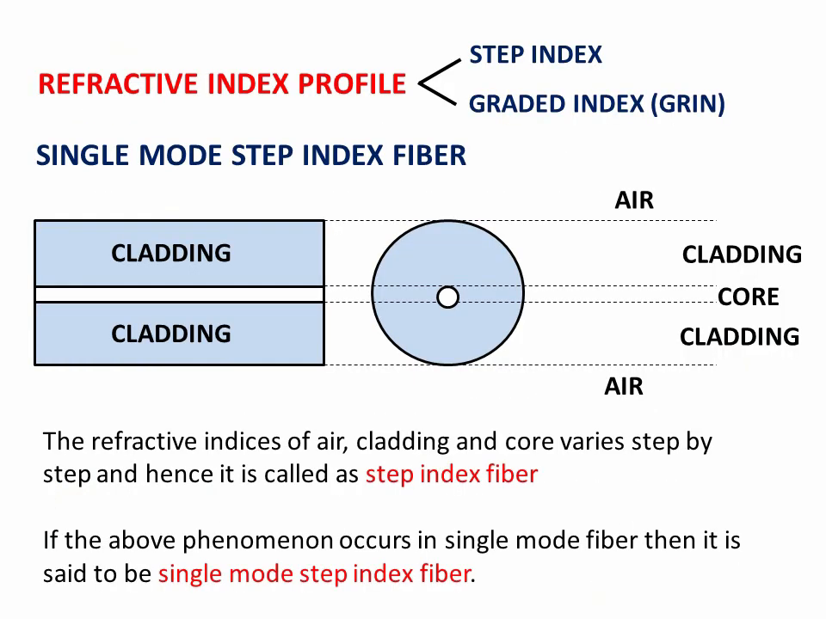Let us see what is refractive index profile. Based on the variation in the refractive index of the core and the cladding, the fibers are classified into two types, namely step index fiber and graded index fiber. The step index fiber can be further classified into two, that is single mode step index and multimode step index. Now we are going to see about the single mode step index fiber.